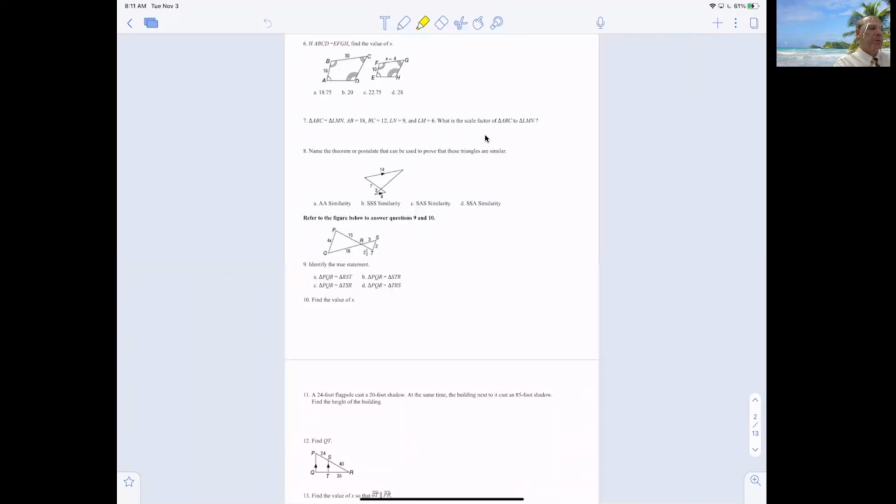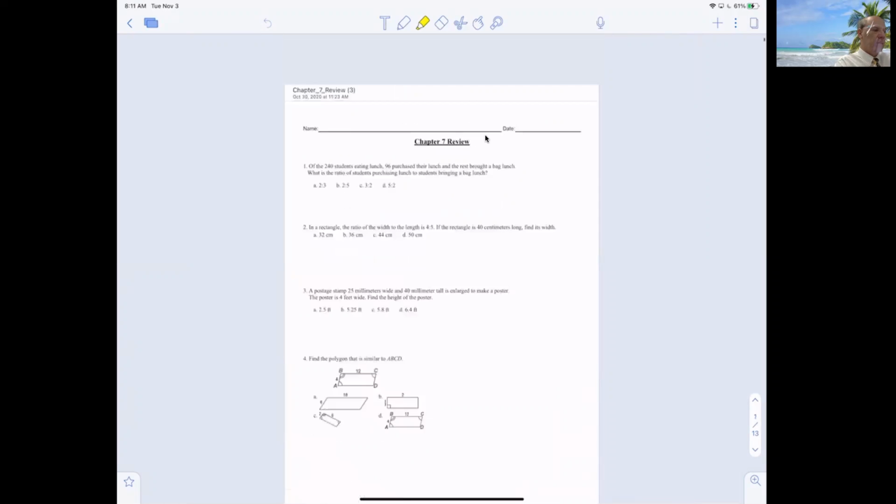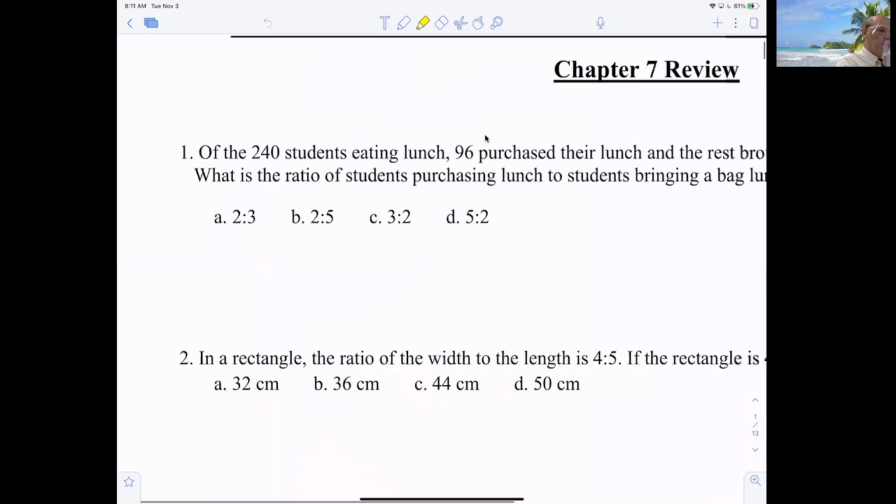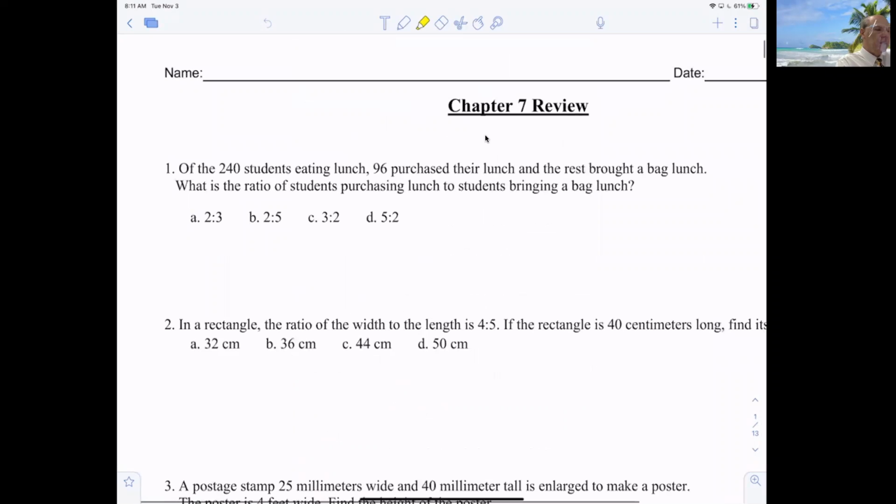Oh, sorry, Reed. Could you do number 1? Oh, sure, I'll try. Of the 240 students eating lunch, 96 purchased their lunch, and the rest brought a bag lunch. What is the ratio of students that purchased lunch? Okay, so the problem here is you have to figure out how many brought the bag lunch, right? So wouldn't that be 100 and what? 144.